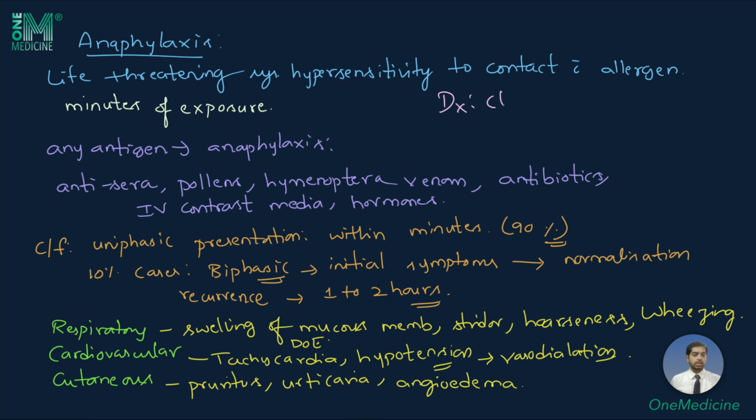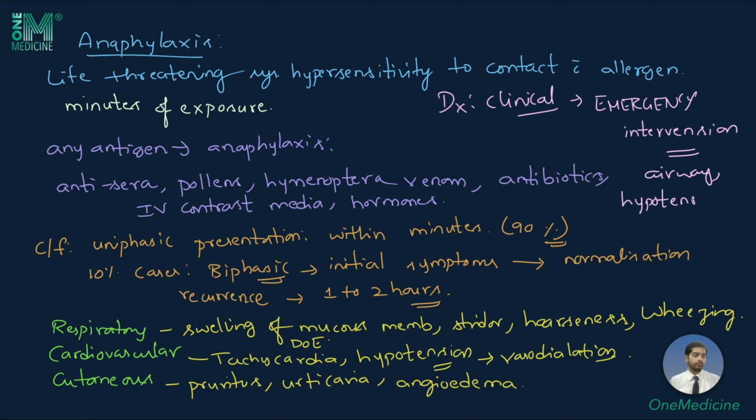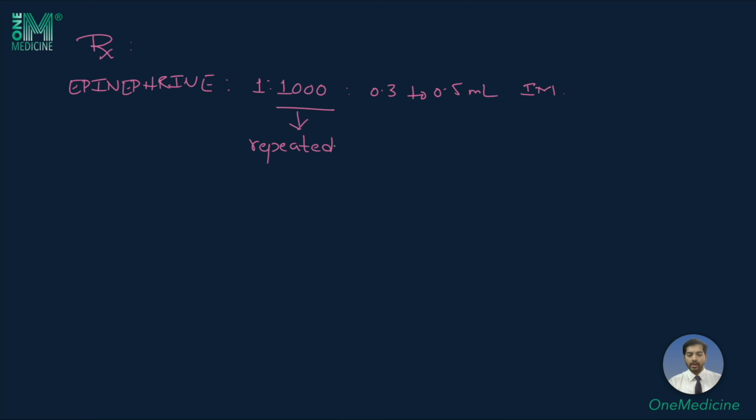The diagnosis is usually clinical and requires emergency interventions with securing of airway, resuscitating from hypotension. The first choice agent for treatment of anaphylaxis is epinephrine, which is given at a dilution of 1:1000 in a quantity of 0.3 to 0.5 milliliters intramuscularly. This dose can be repeated every 5 to 20 minutes depending on the severity of the symptoms.